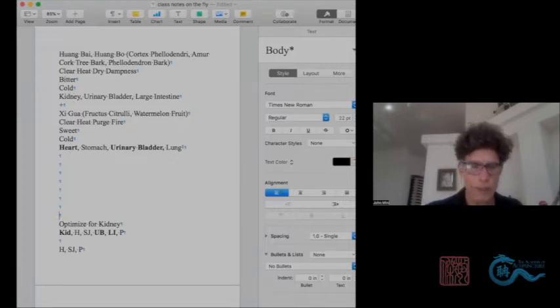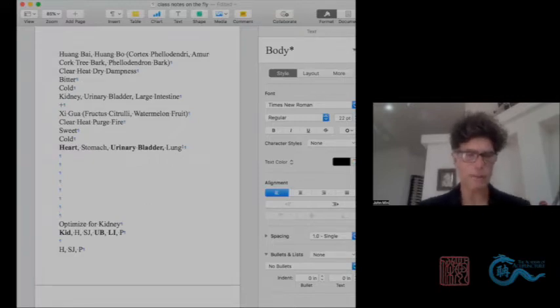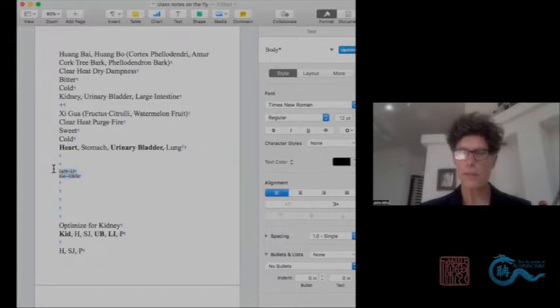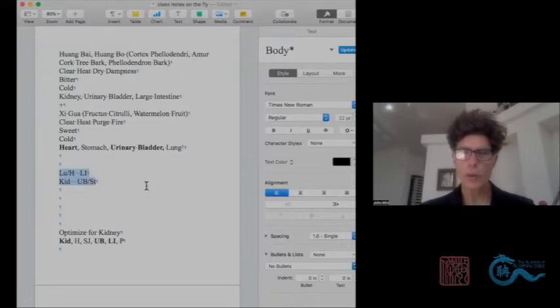Is it a formula? Let's take a look. It is a formula. Look at that. It is a formula because we have both hand yin and yang, and foot yin and yang channels that are involved. So that's cool. Look no further. Huangbai plus Xigua to treat this.